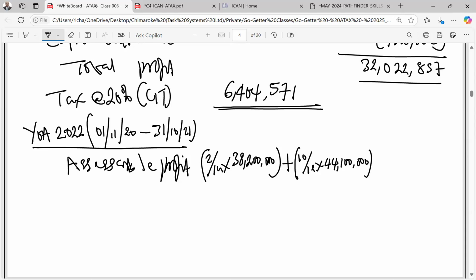That's the way I showed us how to do this calculation. Open your bracket, 2 over 14 times this one, close the bracket, plus, open the bracket again. So that's 42 million. Everything is 42 million. 207,142.9, so say 143. Okay. That's your assessable profit. Then your capital allowance.